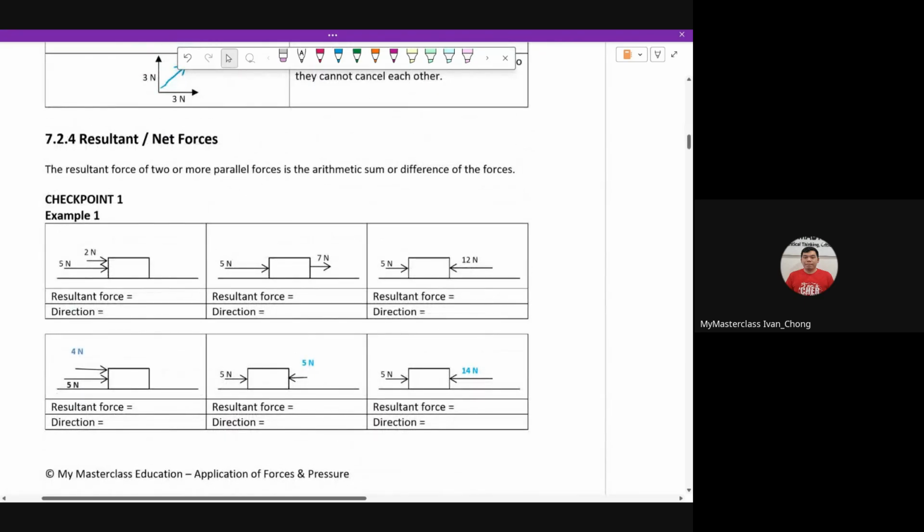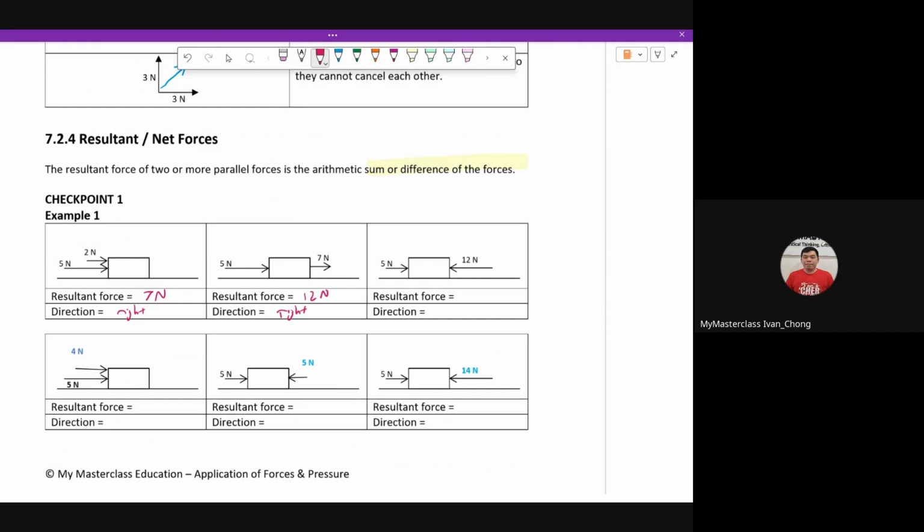Now, let's try some examples. Basically, your resultant or your net force is actually the sum or the difference between your forces. So when do we use sum? When they are in the same direction, 5 newtons and 7 newtons, they are in the same direction, it is 12 newtons, to the right.